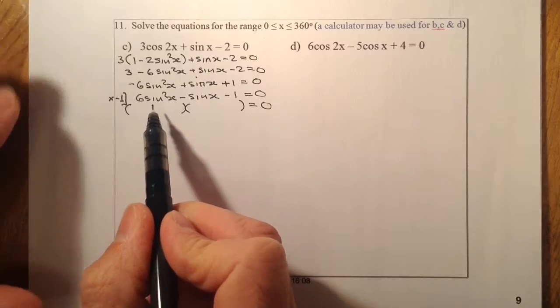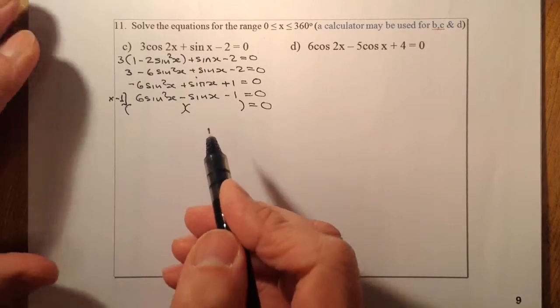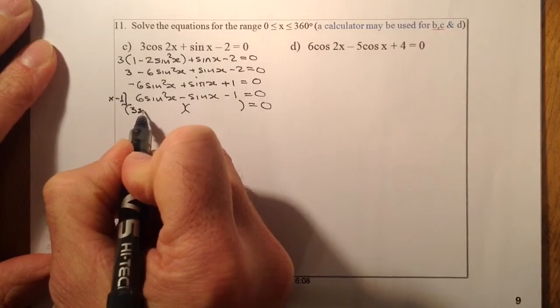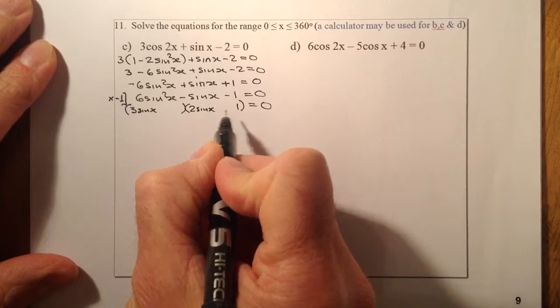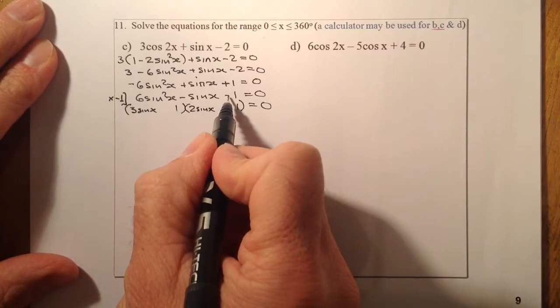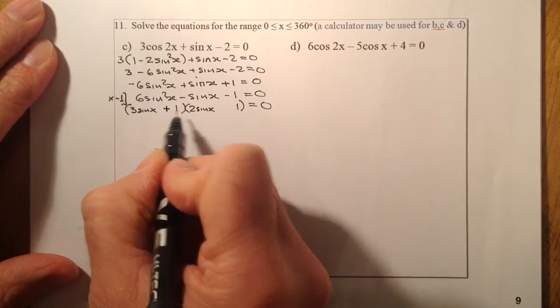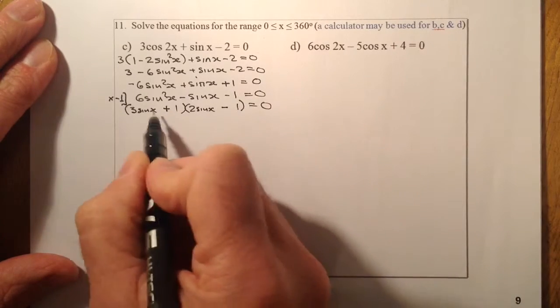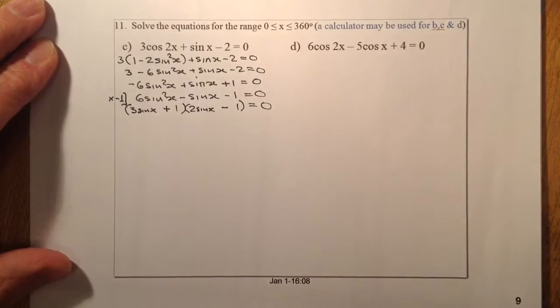I've got a couple of options for 6 sine squared x, but I'll go for 3 sine x and 2 sine x. The 1 is just going to be 1 and 1, and for the signs, one of them will be a minus and one will be a plus. Let's put the minus on the biggest one, so that would be minus 3 plus the 2, which gives me the minus 1 that's in the middle there.